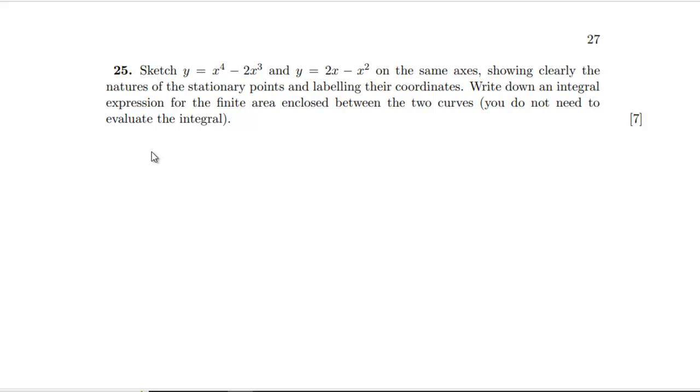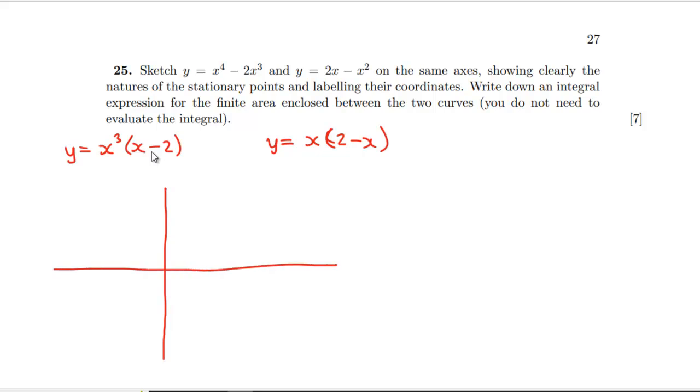So we're going to have to simplify these things a little bit. We've got y equals x cubed (x minus 2), so that's going to be one of our curves. And the other one is going to be y equals x(2 minus x). So how are we going to draw these? Let's start with the easy quadratic first. That's going through 0 and 2.